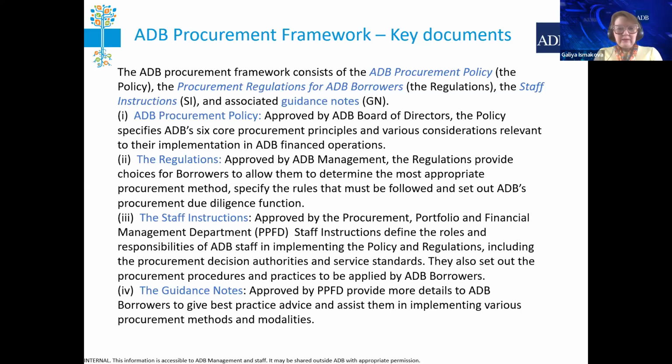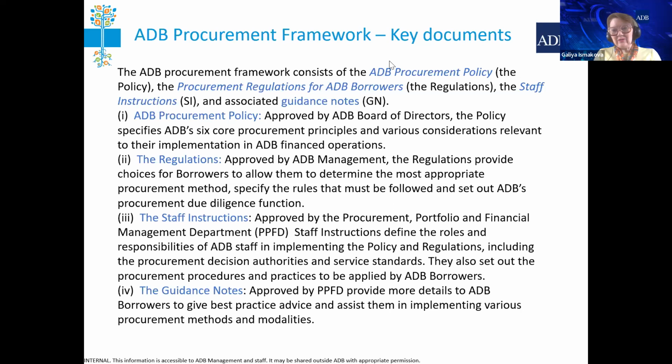Staff instructions are instructions that are approved by the Procurement, Portfolio and Financial Management Department. And these instructions define the roles and responsibilities of ADB staff in implementing policy and regulations, including oversight over procurement decisions made by the borrowers.